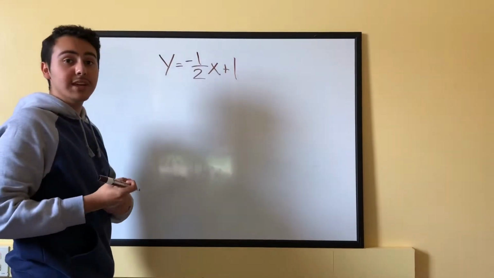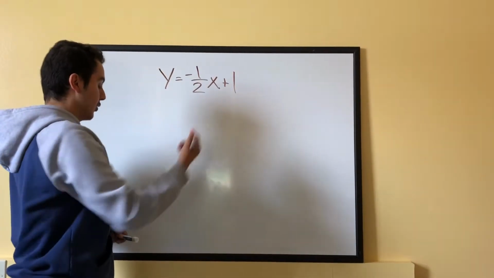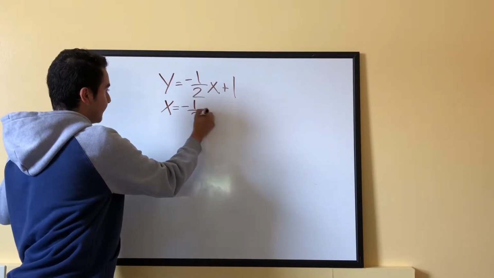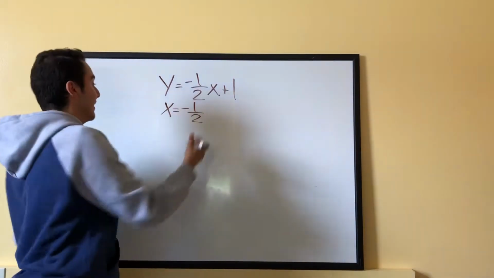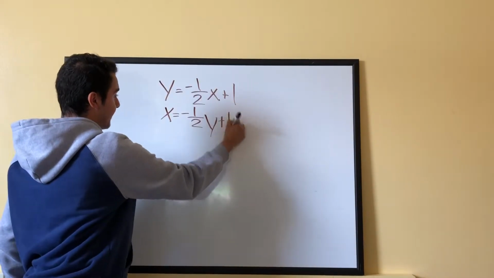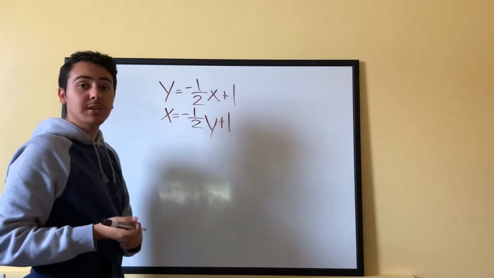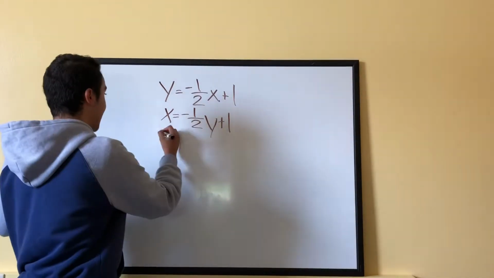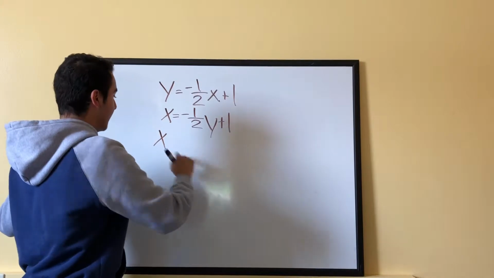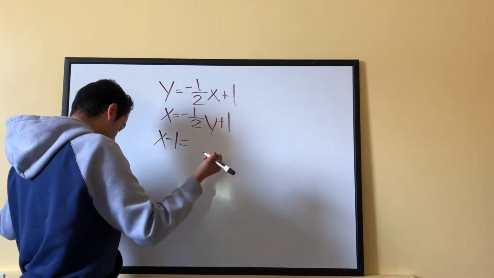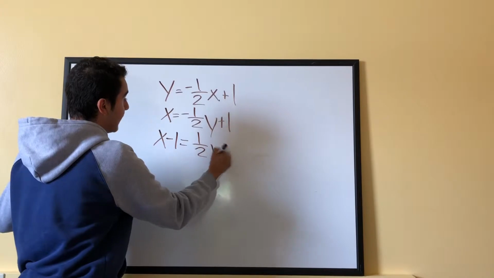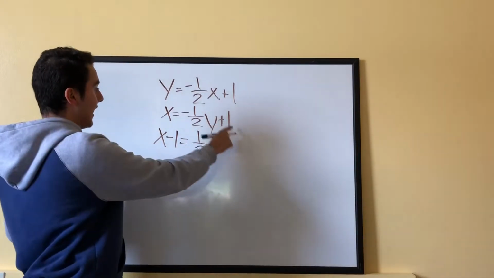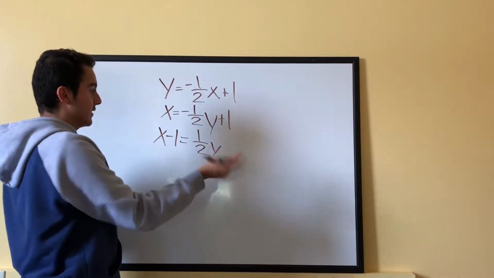What we're going to try to do next is get x by itself. So basically it will be x equals negative 1/2 y plus 1. And then after that, what we're trying to do is multiply both sides by negative 2. So bring the 1 over here, so x minus 1 equals negative 1/2 y, and the negative 1/2 will turn to the opposite, so it will be positive, and the 1 from here will turn negative because it's the opposite.